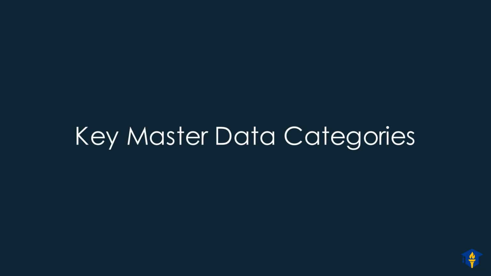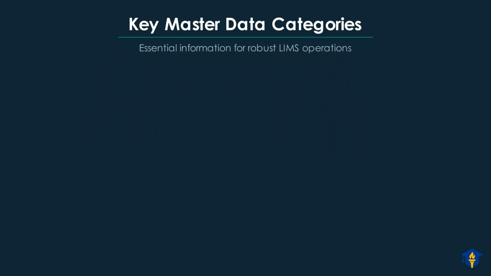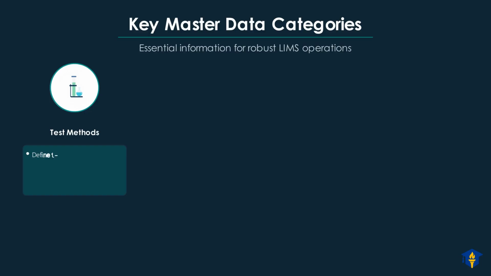Let us now look at the key categories of master data that are essential for robust LIMS operations. This information is fundamental for ensuring efficiency and accuracy in the laboratory. Test methods are a vital category, outlining the procedures for conducting experiments. These methods precisely define how each test is to be performed in the lab. They also set the specific acceptance criteria, which determine if results meet quality standards.